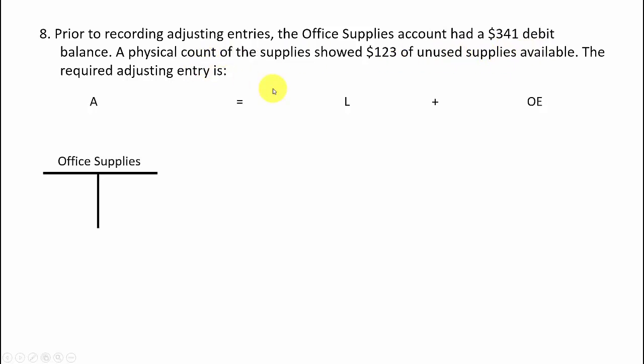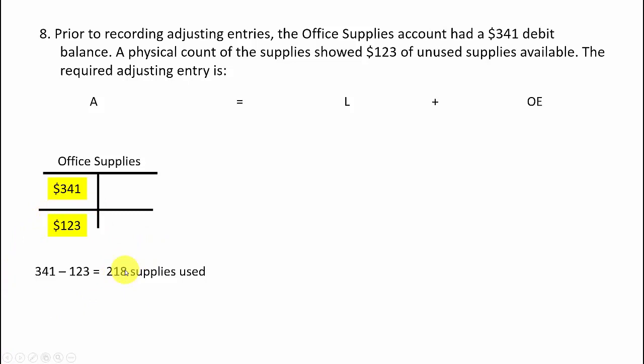Okay, here's our accounting equation. Here's what we have to begin with. We have a debit balance of $341, but we only actually have $123 worth of supplies. And we always want our asset account to agree with what we physically have, which is $123. So the difference between these two, 341 and 123, is how much we're going to make our adjustment for. So if we currently have 341 and we want this account to be 123, then we're going to have to adjust it down by the difference, which is $218.